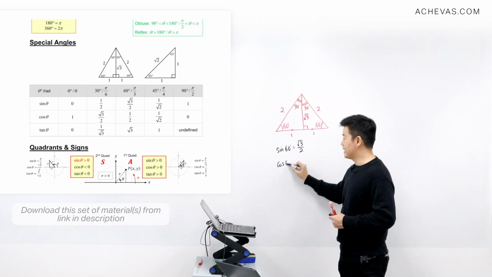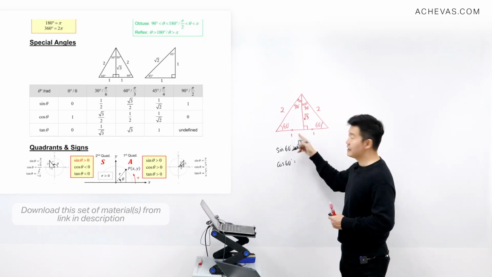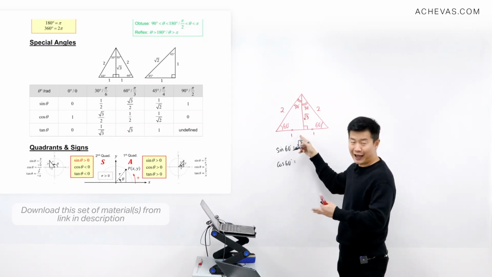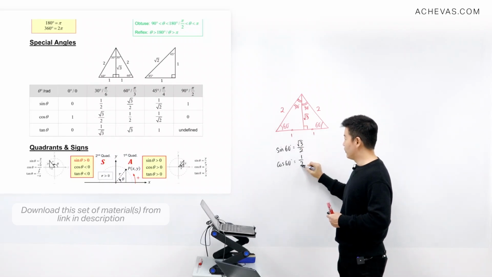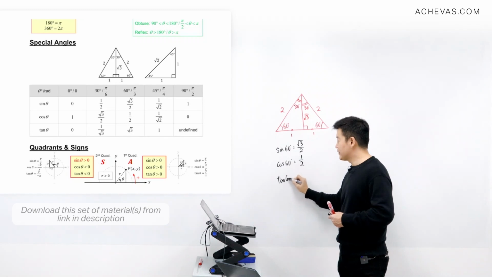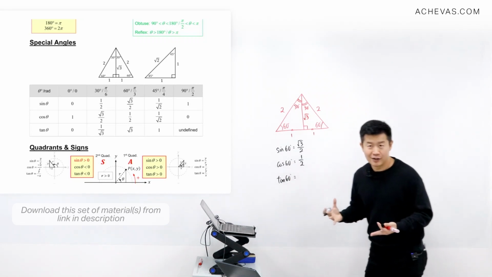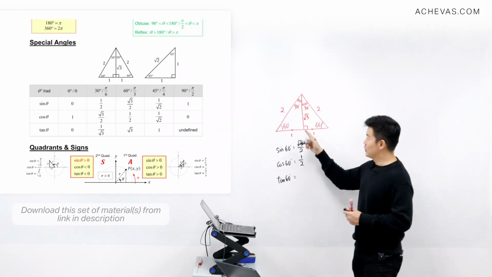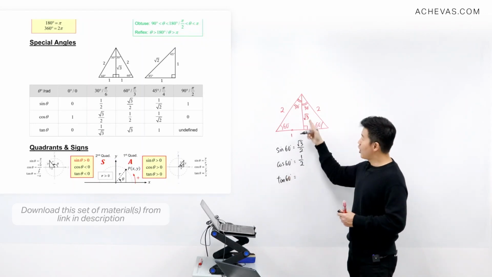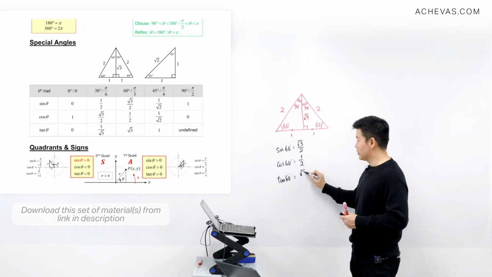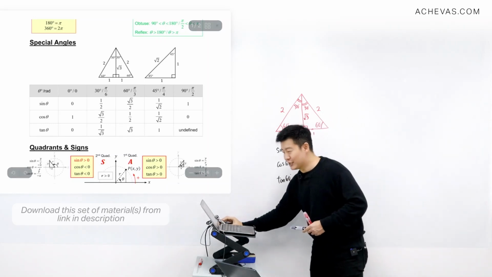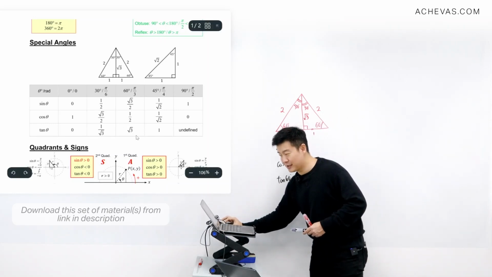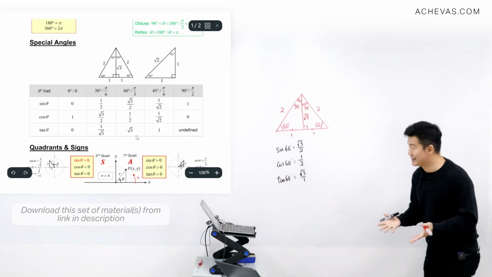How about cosine 60 degrees? Cosine 60 degrees, C-A-H. So adjacent over the hypotenuse, it is 1 over 2. And tangent of 60 degrees, TOA. So T, tangent, O, opposite over the adjacent. So it's going to be square root of 3 over 1. So based on this, I've already deduced this set of numbers. Okay, it is really easy, right?